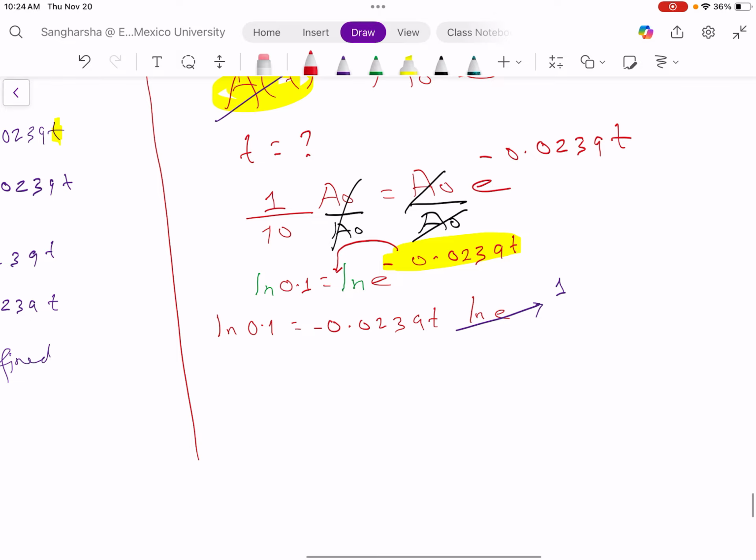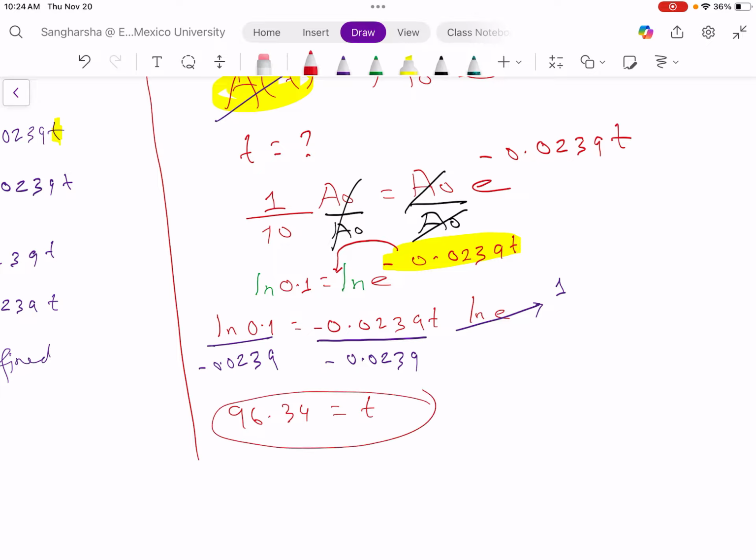Our target is finding the value of t. So let's divide both sides by negative 0.0239. If we divide ln of 0.1 by this number, we get 96.34 equals t. So it takes about 96 years to decay to 1/10 of its original.